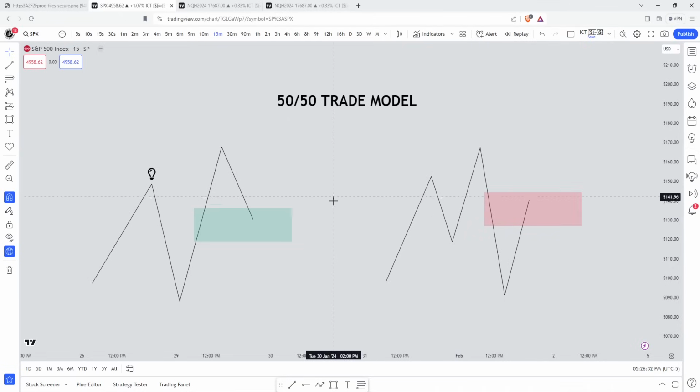You need to know if price is running for liquidity higher or running for liquidity lower. Once you know that, then on the lower time frame, there are specific areas of when to hunt for setups and where to hunt for setups. I'm going to be diving into that, and I'm going to show you how to frame a higher time frame bias.